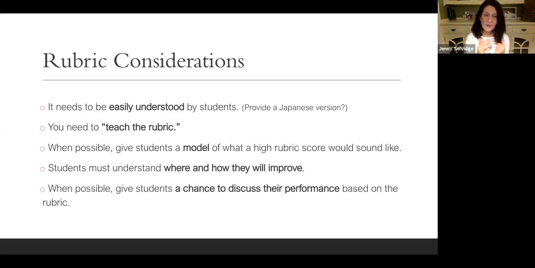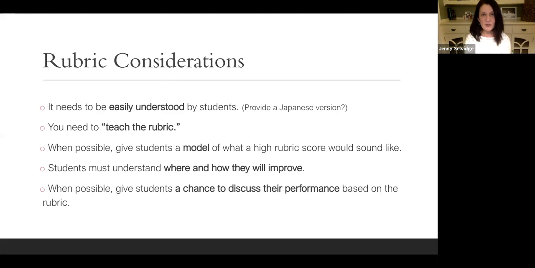And to go along with that, students need to be given a chance to discuss their performance based on the rubric. Students worldwide are all the same. When you give them back their score, their rubric, what's the first thing they look at? The grade. They want to know their grade. And often they look at their grade, either they're happy or they're unhappy, and they move on. And they don't look at the feedback of what they did in each section.